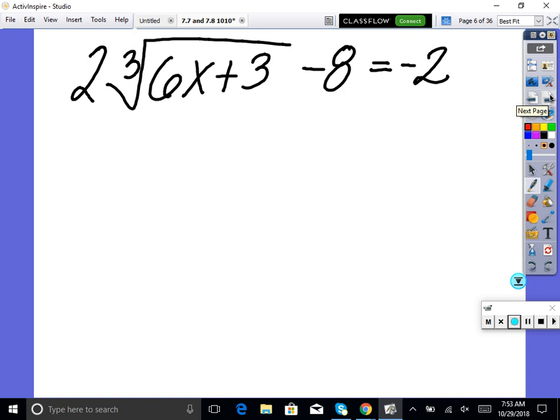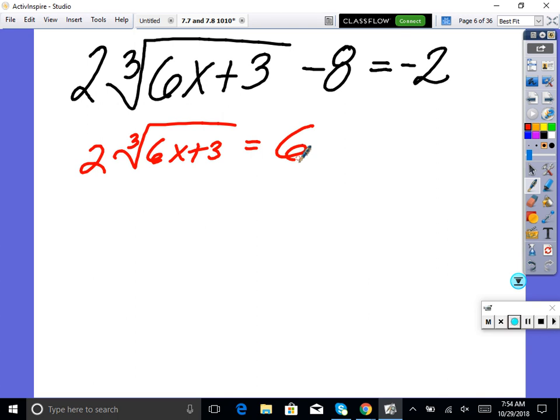Okay, so I think we, for the most part, get the picture here. But what would we do first? Add 8. So then we have 2 cube root of 6x plus 3 equals 6. Am I right? Now from here, a lot of people have this inclination to then cube both sides.